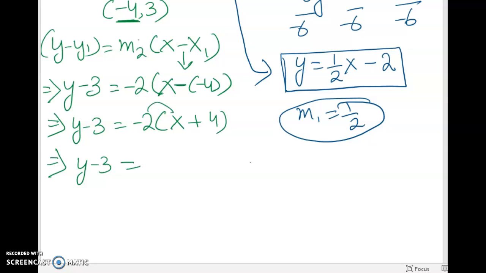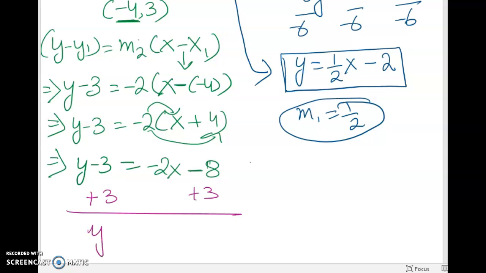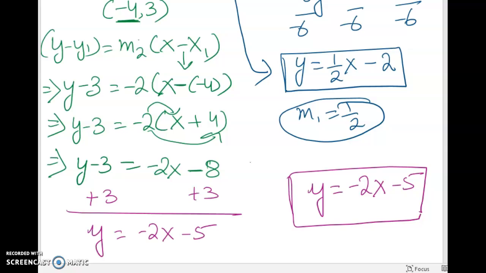Now I will distribute negative 2 with x and negative 2 with 4. So negative 2x minus 8. Now my final step would be to get rid of negative 3. How? Inverse operation. I will add 3 both sides. That will give you y is equal to negative 2x minus 5. So equation of a perpendicular line is y is equal to negative 2x minus 5. That is my answer. This is what we always wanted to know. I hope it makes sense.